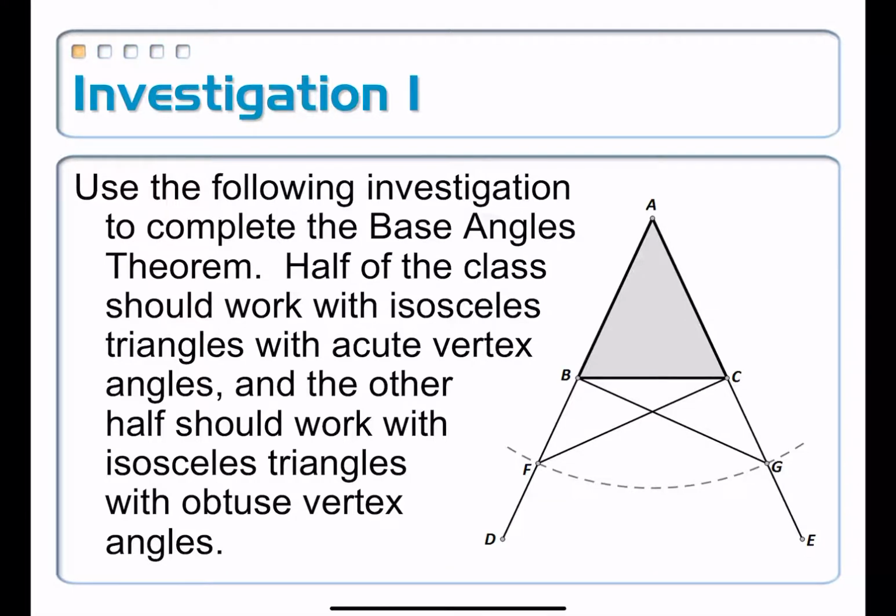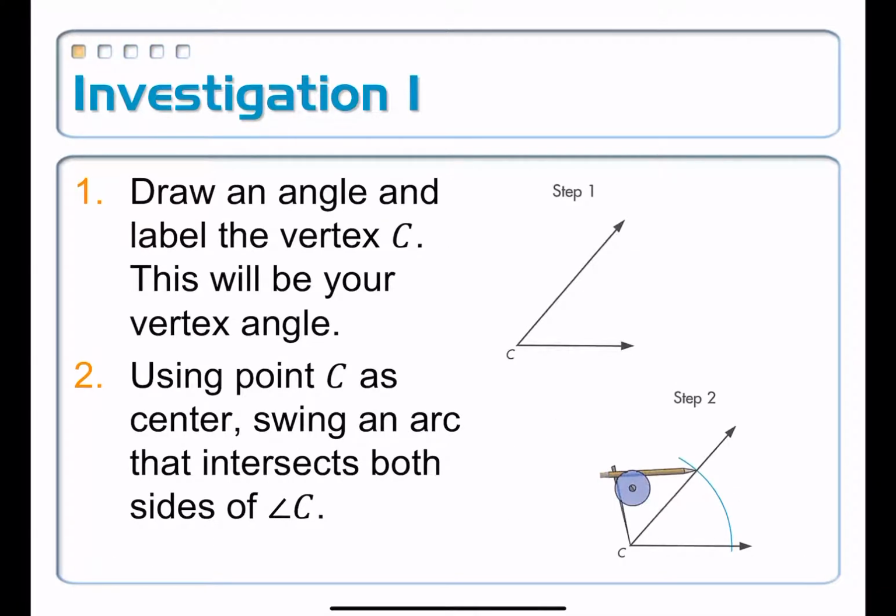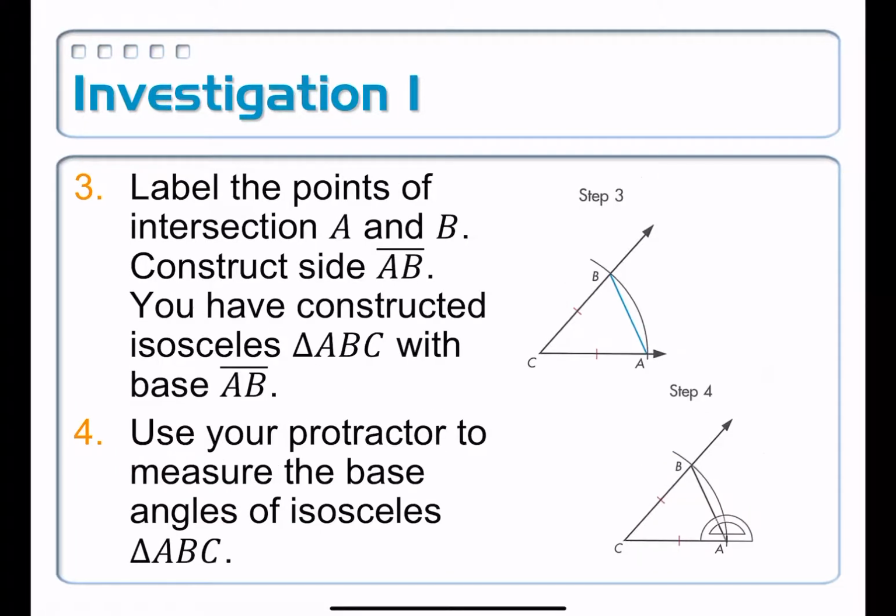And so the steps, again, just look like this. You draw yourself a vertex angle. This one is an acute angle. On step number one, you can see that it's labeled with a point C, but I actually want you to choose an obtuse angle here for this one. You can label it C if you want to. Step two, you put the point of your compass on point C, and you make an arc that's going to intersect both sides. Make some points of intersection. We'll call those two points of intersection A and B, and then connect them with your straight edge. Make yourself an isosceles triangle.